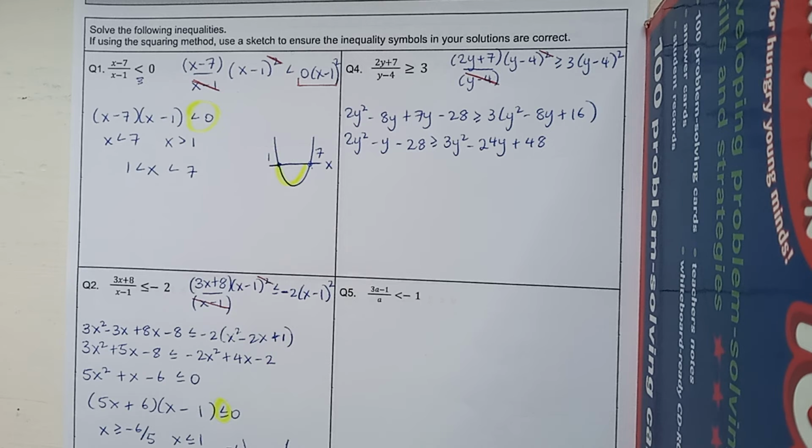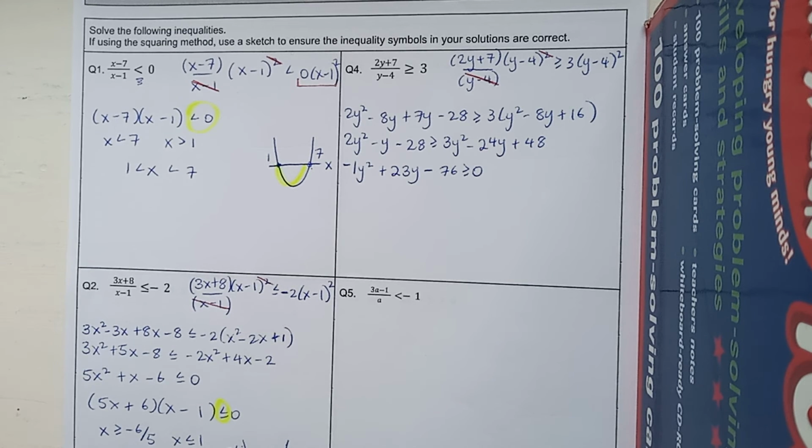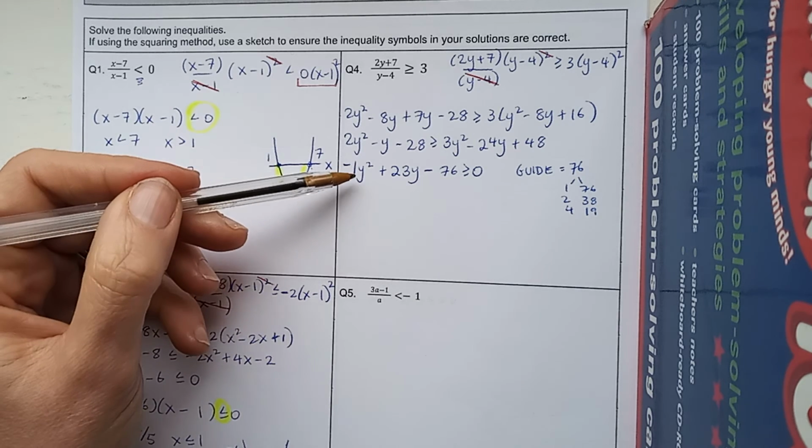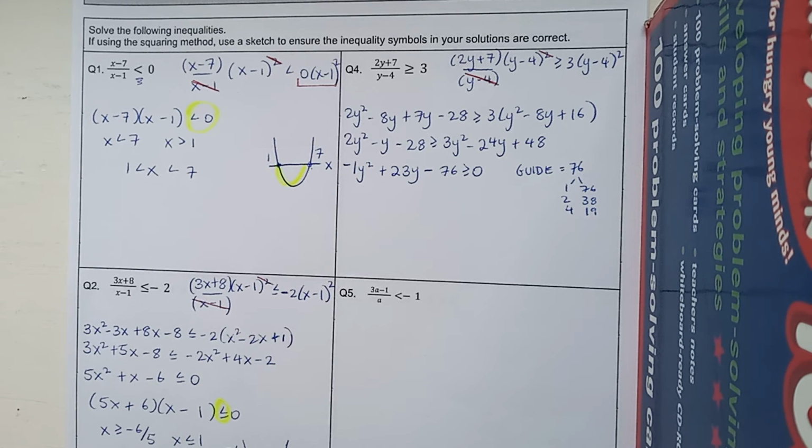Tidying up my quadratic then, and next my job will be to factorise. Let's go through this one in a few steps. So we've got our guide number of 76. I'm going to factorise that, and I find that 4 and 19 will be an appropriate choice of factors from that 76. So I'm going to go off now and factorise this, or at least break up my 23. And then I'll factorise the first two terms, and then the next two terms. And then my overall factors of the quadratic.